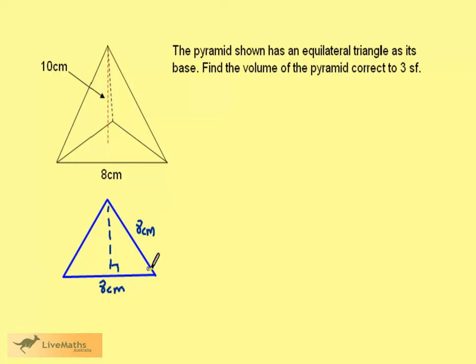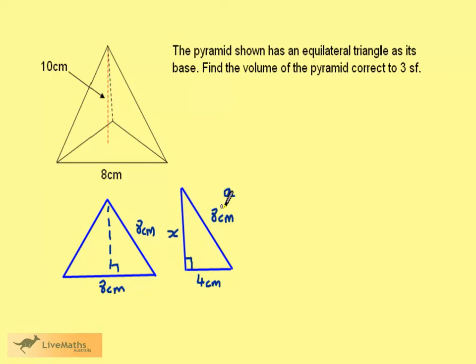Consider this half of the triangle. This is a right-angled triangle. The base will be half of 8, which is 4, and this side is 8 centimeters. We want to find this length, which I'll call x, and we can do this using Pythagoras' theorem.